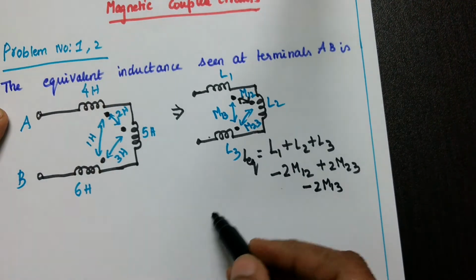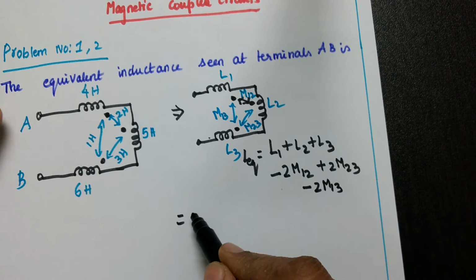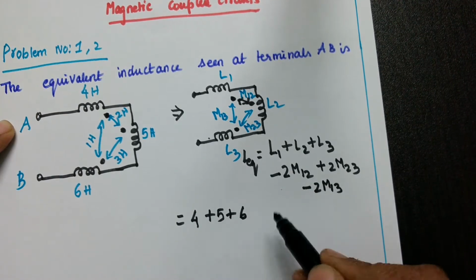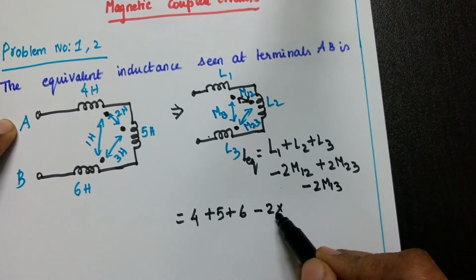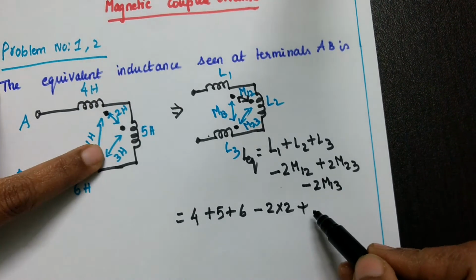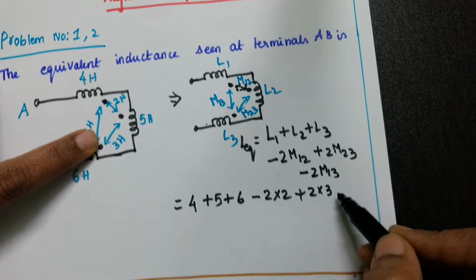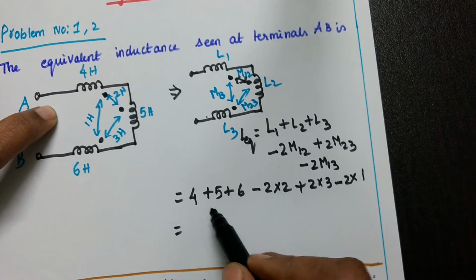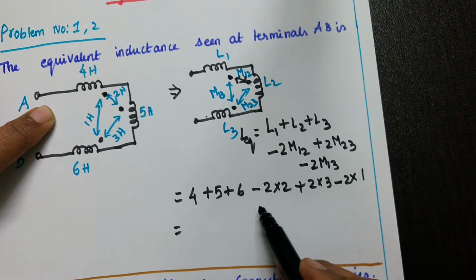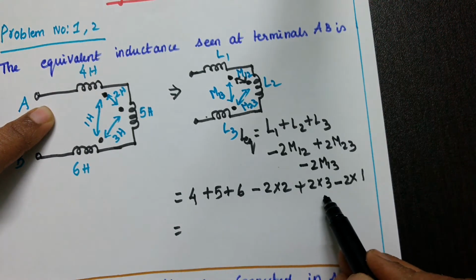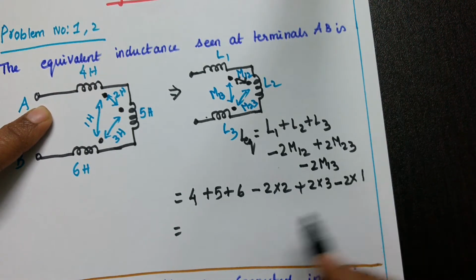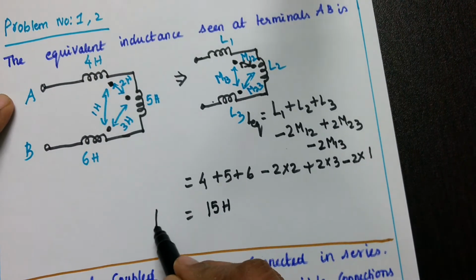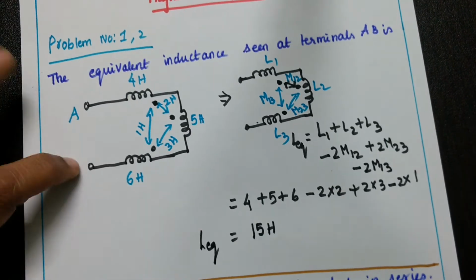So let me substitute the values. L1 is 4 Henry plus 5 Henry plus 6 Henry, minus 2 into 2, plus 2 into 3, minus 2 into 1. So 4 plus 5, 9; 9 plus 6, 15; 15 minus 4, 11; 11 plus 6, 17; 17 minus 2, 15. So 15 Henry is the L equivalent for the given circuit.